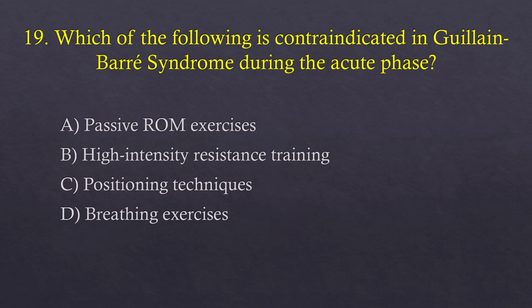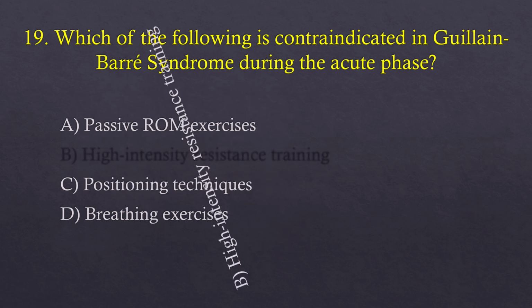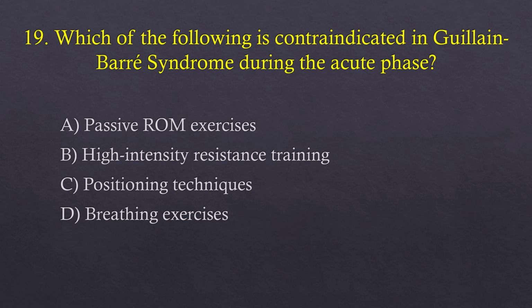Number 19. Which of the following is contraindicated in Guillain-Barré syndrome, GBS, during the acute phase? A. Passive range of motion exercises, B. High intensity resistance training, C. Positioning technique, D. Breathing exercises. So the answer is high intensity resistance training.